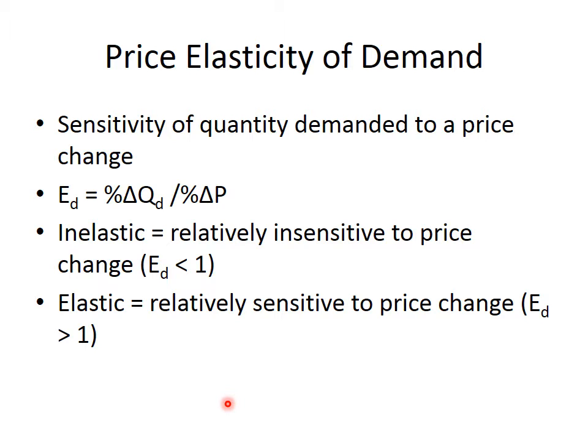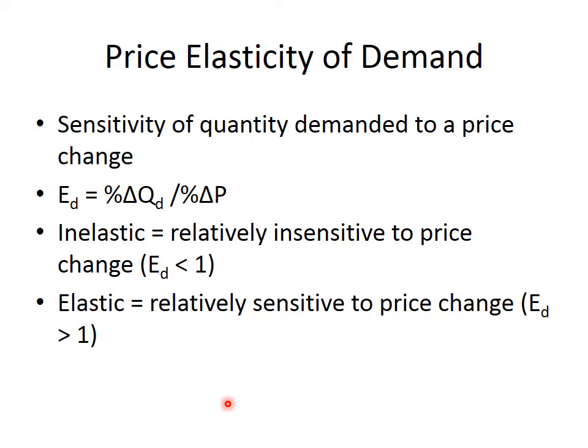Now, what did we learn in the law of demand? We learned in the law of demand that price and quantity are negatively correlated. In other words, high prices, low demand, low prices, high demand. Well, that's all well and good, except it rather begs a question, doesn't it? It begs the question, how much?